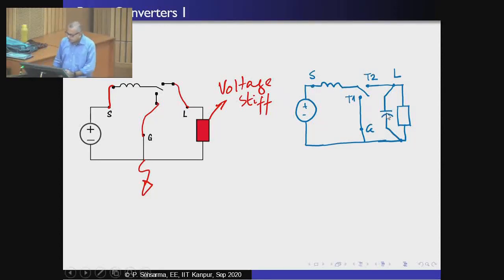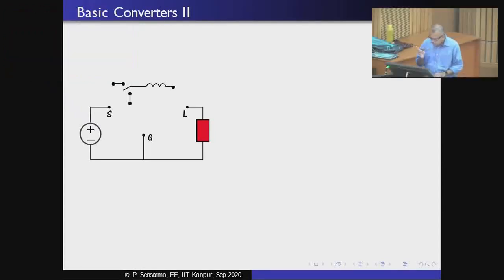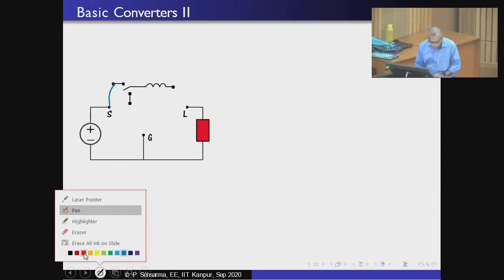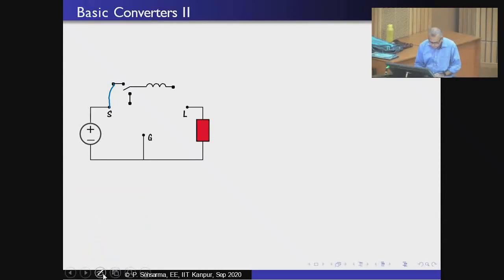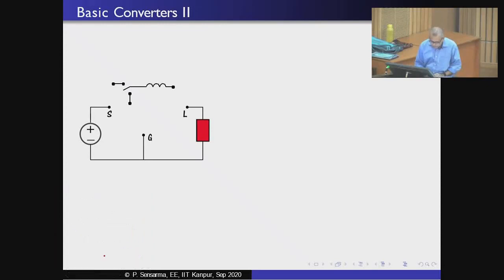So, let us see the next one. In the next one, we have just flipped around the inductive switch cell, and sorry, I will use a different color. Let me erase it and use a different color. Yeah.